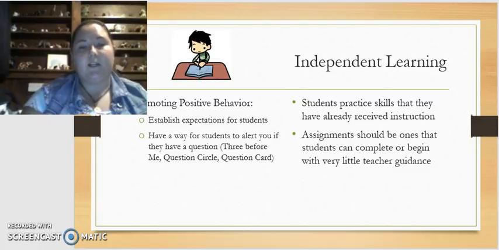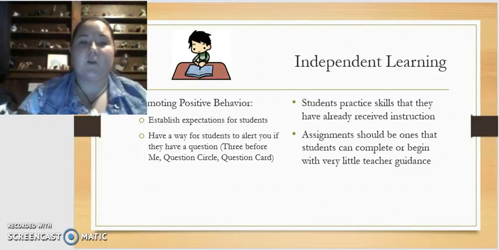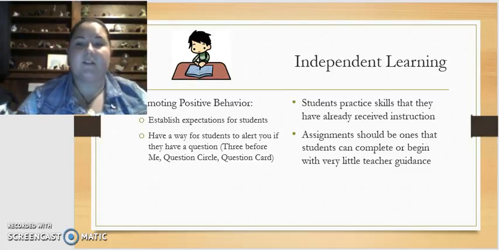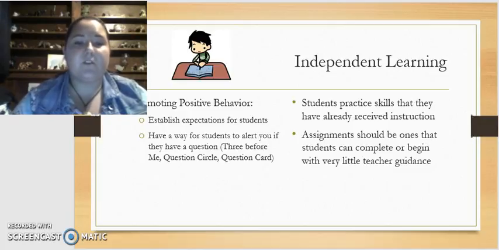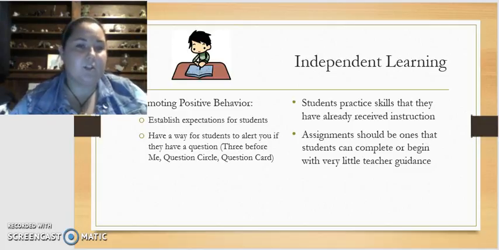There's independent learning, where the students are working by themselves to practice skills that they have already received instruction on. The assignments should be ones that they can do by themselves or with very little teacher guidance. To promote positive behavior during this time is to establish expectations for the students. What should they be doing? How loud should they be talking? And have a way for students to let you know if they have a question.